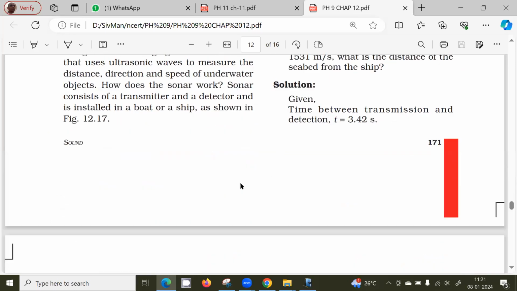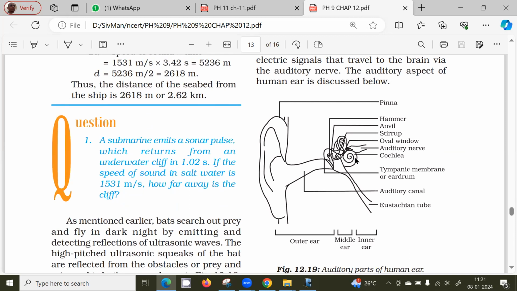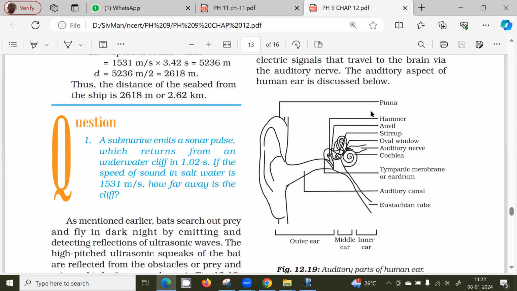Where is the human ear? This is the human ear. Inside the human ear, there is a drum like this. Where is the drum? You have not mentioned the ear. I think this is a drum, the eardrum.